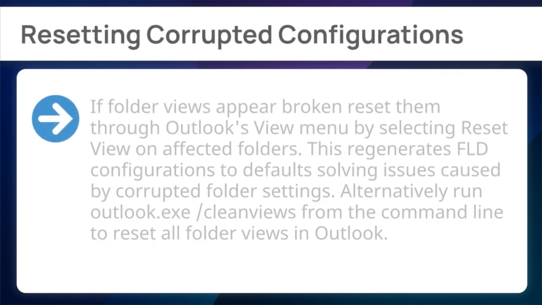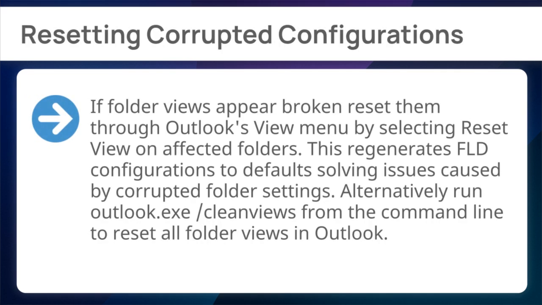Next, resetting corrupted configurations. If folder views appear broken, reset them through Outlook's View menu by selecting Reset View on affected folders. This regenerates FLD configurations to default, solving issues caused by corrupted folder settings. Alternatively, run Outlook.exe /cleanviews from the command line to reset all folder views in Outlook.